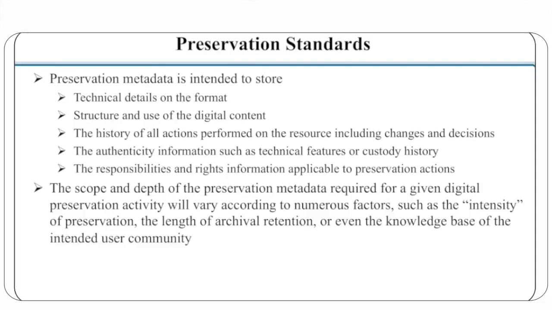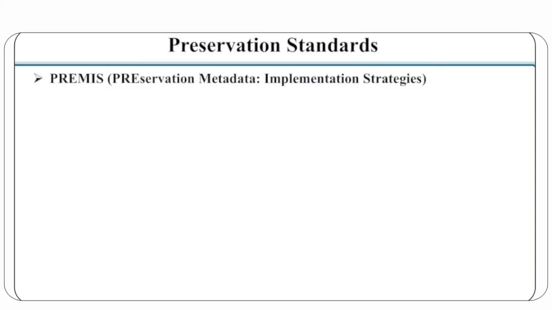The scope and depth of the preservation metadata required for a given digital preservation activity will vary according to numerous factors, such as the intensity of preservation, the length of archival retention, or even the knowledge base of the intended user community. PREMIS, or Preservation Metadata: Implementation Strategies.